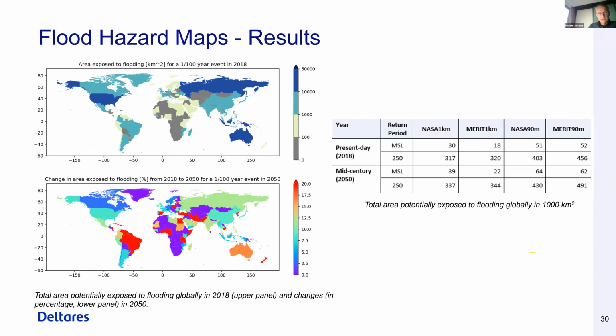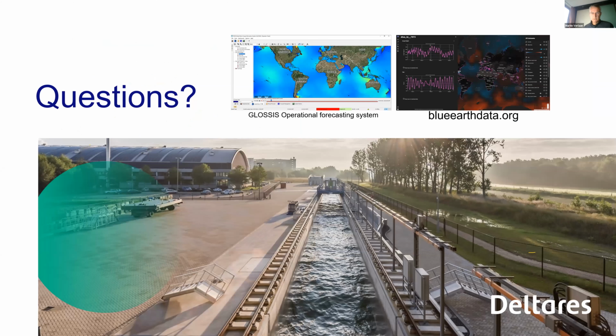The other differences are relatively modest compared to the large differences between DTMs and the differences between resolution. Of course, there's an increase with increasing sea level rise, and there's also an increase with increasing return periods. Okay, that was my presentation. Thanks.